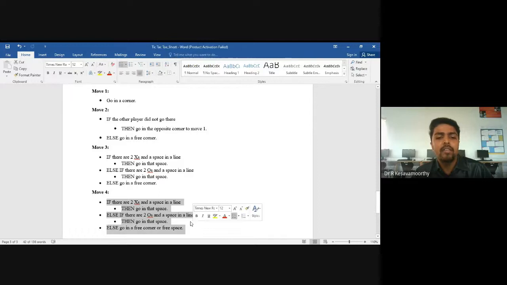Else go in a free corner or any space, any free space, because we cannot always expect a free corner. So whatever is left out, go there. This is actually the move 4. It is just one extension that we have added. Go in a free corner or in a free space if it is available. So let me try to do that.